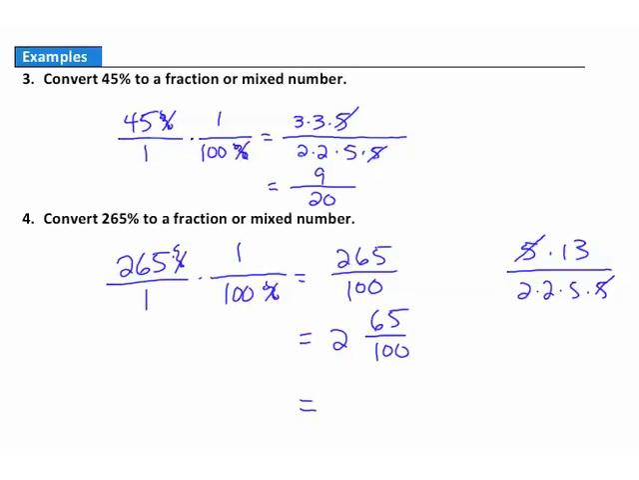So when I write this mixed number in simplified form, it's going to be 2. And let's take a look over here at our scratch work again. In the numerator, I'm going to have 13. In the denominator, I have 2 times 2, which is 4. 4 times 5, which is 20. So when I convert 265% to a mixed number, I get the answer 2 13/20.